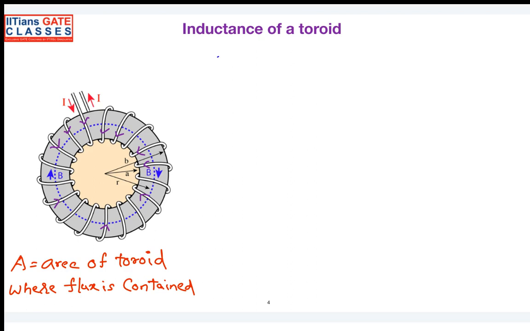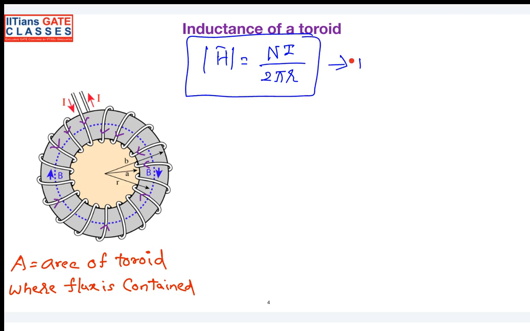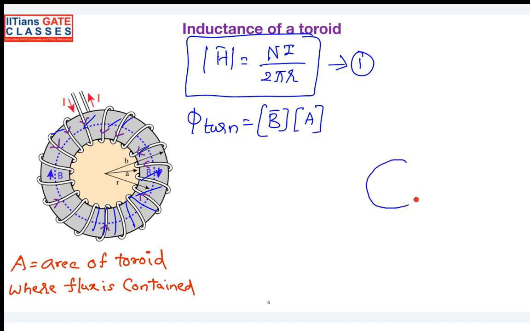So what is the magnetic field intensity you got? That is equal to Ni divided by 2 pi r. Take it as equation 1. Next, the flux per turn is equal to the flux density times area. That area I was calling the circular area of cross section. Can you tell me what that area is specifically? This is your inner edge and this is your outer edge.